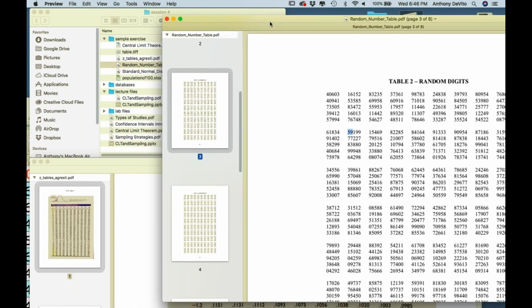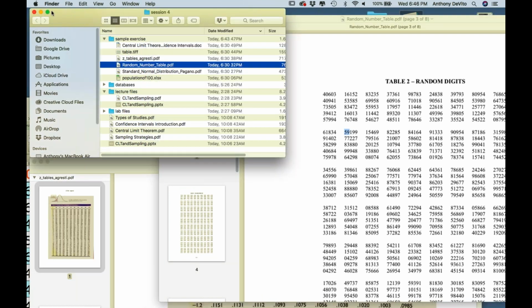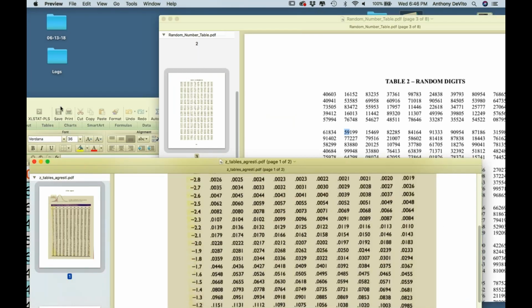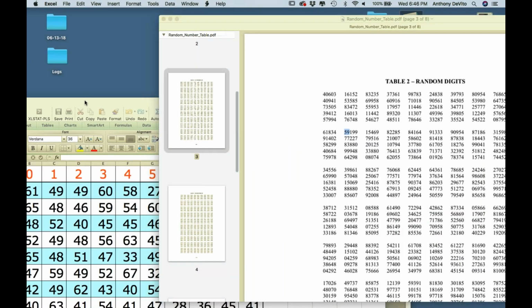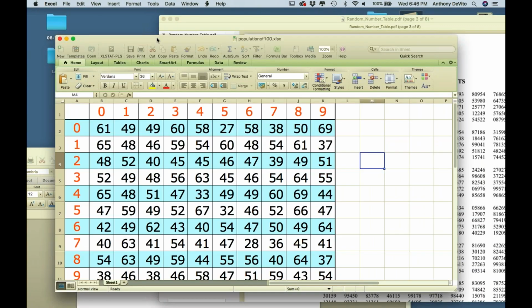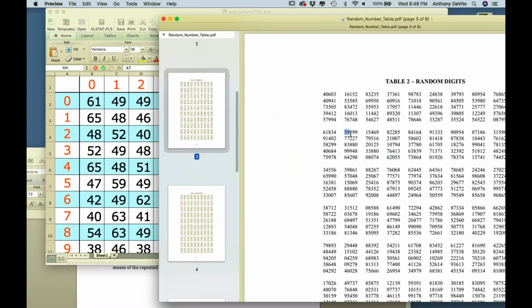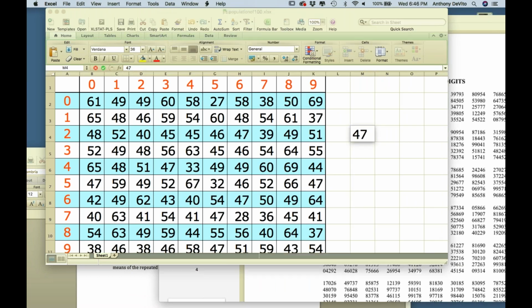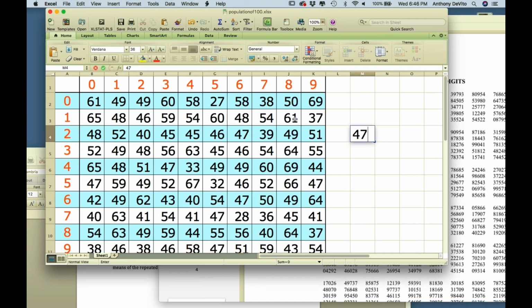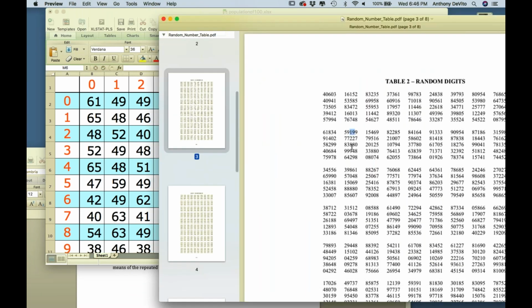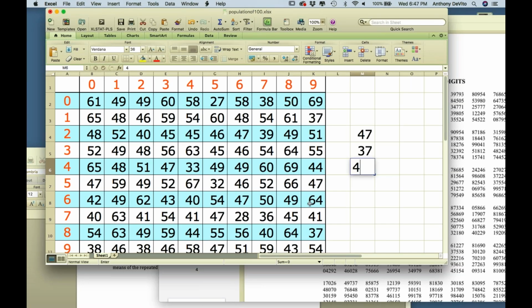So the first number I'm going to work with is row 5, column 9. Row 5, column 9 is the number 47. I'm going to put that over here. Then I'm going to go back to my table. The next number is 19, which is row 1, column 9, which is 37. And the next number is going to be 91, row 9, column 1, which is 46.